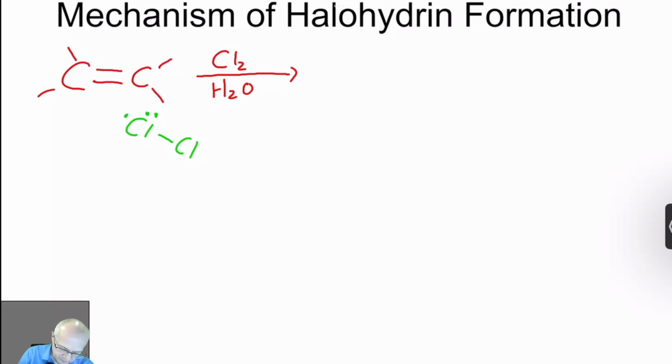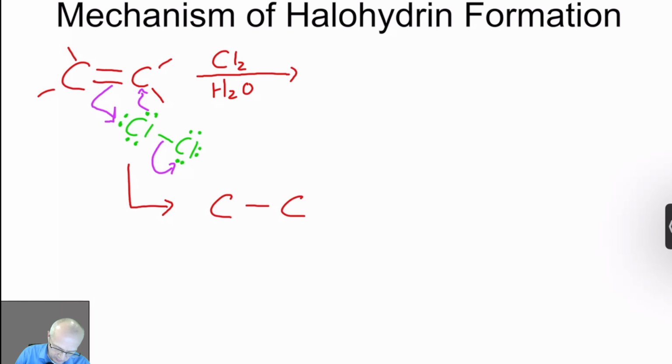Same as always, do the mechanism. Knowing where the electrons go is the whole battle, really. Pi bond attacks the chlorine, chloride leaves, and these lone pairs come down onto that carbon. That's the first step. That's the formation of the chloronium ion. Now remember, the chlorine can come in from the top or the bottom of this particular alkene.